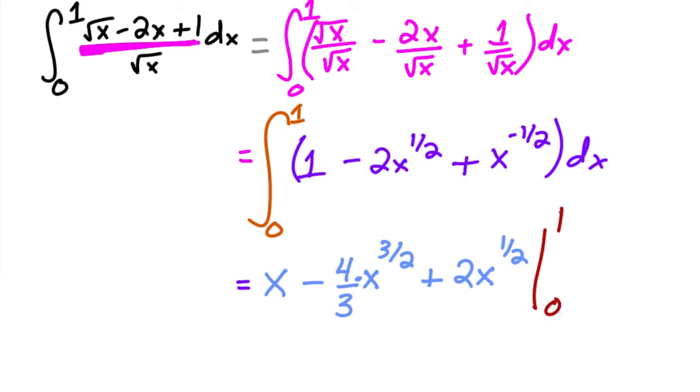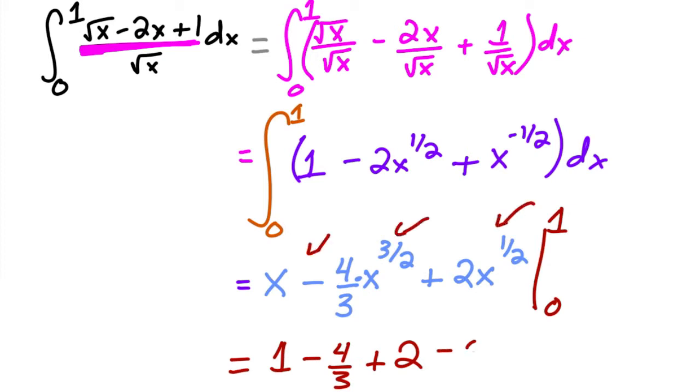Okay, so I'm going from 0 to 1. So this is equal to 1 minus 4/3 plus 2. I just plugged in 1 into all these. And then minus 0, because all these are just x's, so that's good. And so then just put everything into thirds. So this is 3/3 minus 4/3 is negative 1/3 plus 6/3 is 5/3.